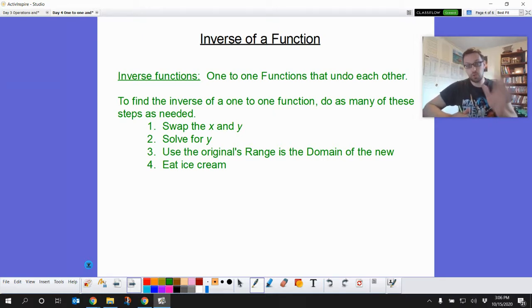You are going to swap the x and y values, which is not a legal thing. You're just going to take them and straight up swap them around. You're going to solve for y. Then your original's range is the domain for the new, because if you're swapping your x and y values, you're really also swapping the domain and range for your two functions. And then step 4, you have a little scoop of ice cream for yourself.